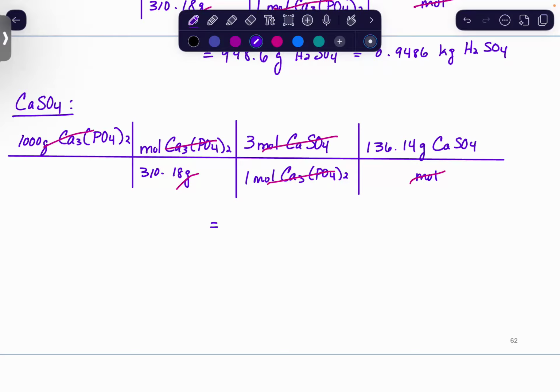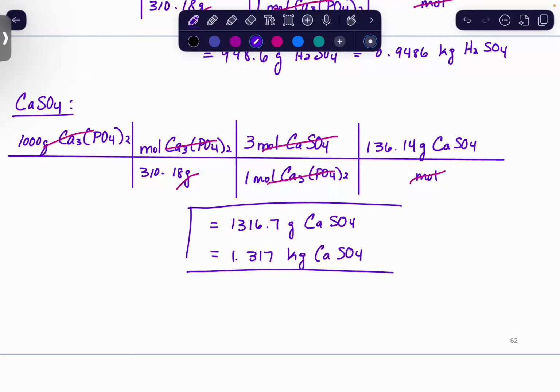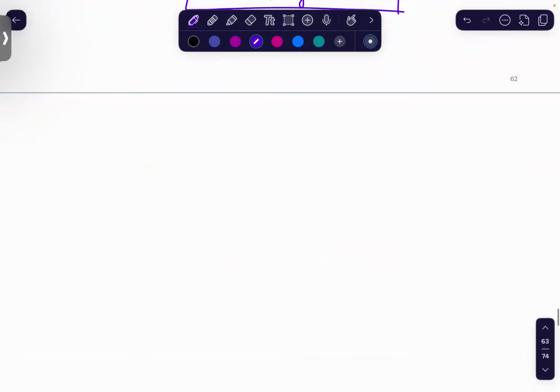And when I multiply this all out, I'm going to get 1316.7 grams of calcium sulfate, or 1.317 kilograms calcium sulfate. I would accept either answer. Now let's do this again for the phosphoric acid, because we also need to know how much of that we get.